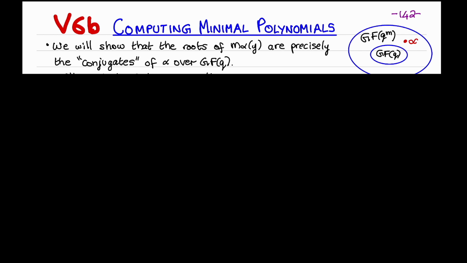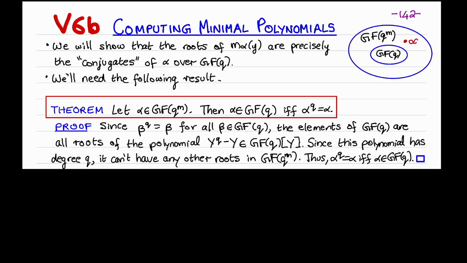The strategy will be to describe completely the set of all roots of the minimal polynomial of alpha over GF(q). And since every root corresponds to a linear factor, we can then recover the minimal polynomial by multiplying together the linear factors corresponding to the roots of the minimal polynomial. We'll show that the roots of the minimal polynomial of alpha are precisely the so-called conjugates of alpha over GF(q). Our main theorem will use the following result.